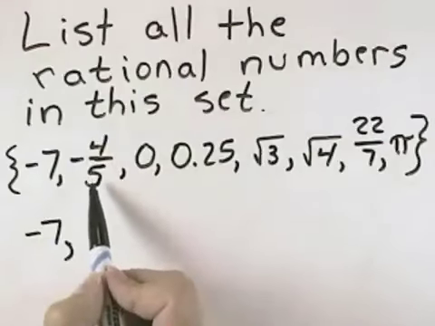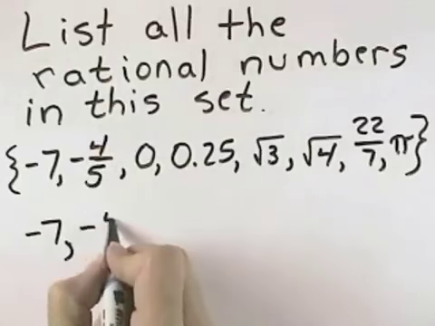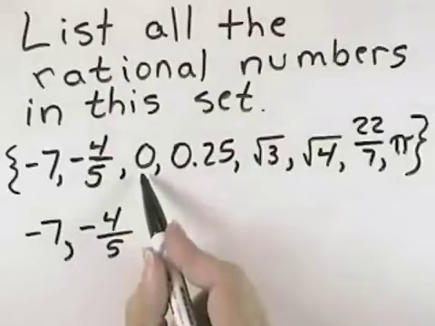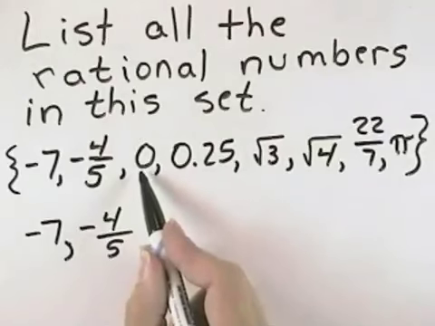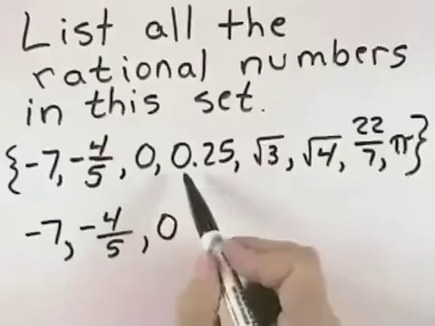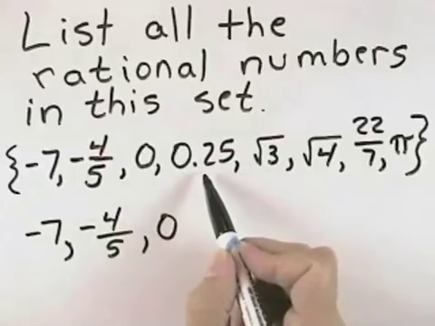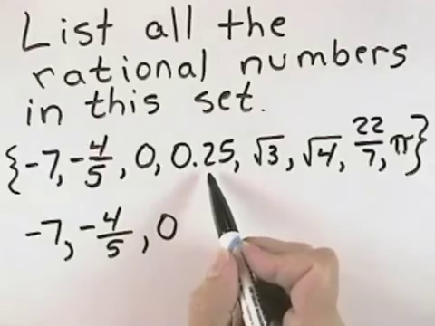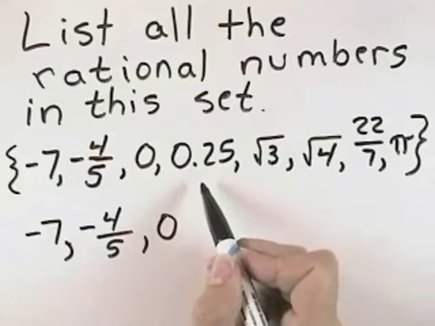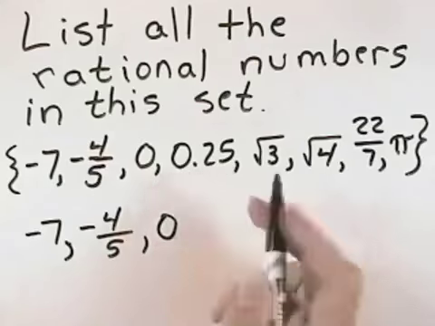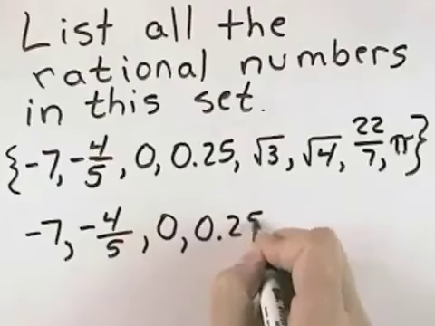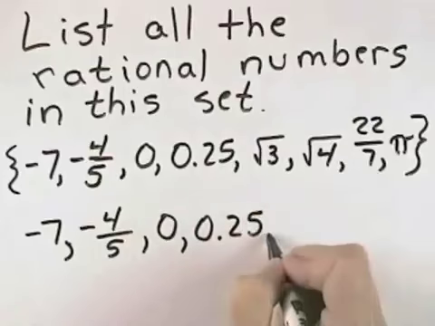Since -4/5 is already written in fraction form, -4/5 is also a rational number. 0 could be expressed as 0 over any constant, or 0/1, for example. So 0 is also a rational number. 0.25 is actually expressed as 25/100ths, and that means it can be written as 25/100 and also reduced to a lower fraction. And so what that means is that 0.25 is also a rational number because any decimal that ends can be expressed in fraction form.